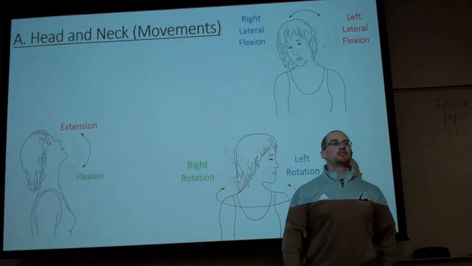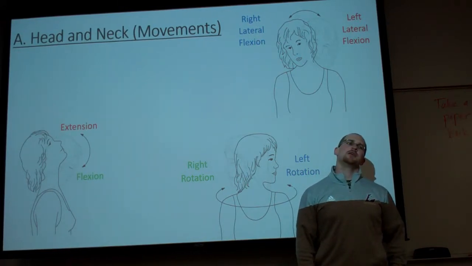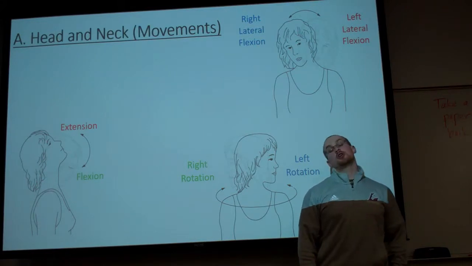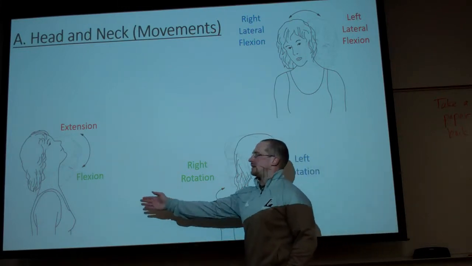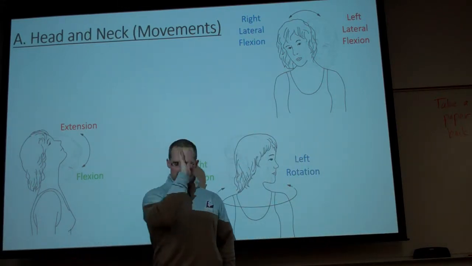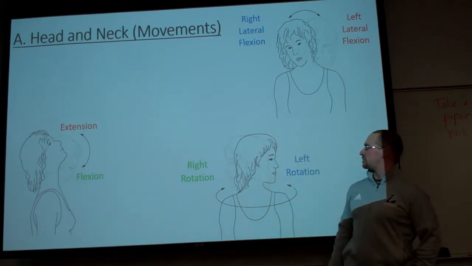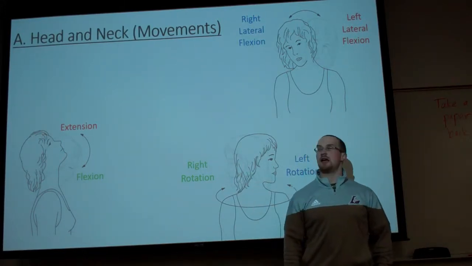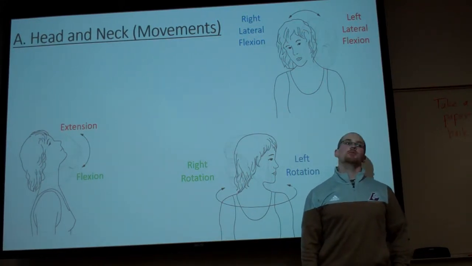Up top here, we can also tilt our head to the side. Kind of like, hey, kind of interested in something. This is in the frontal plane, or the coronal plane. Lateral flexion to the left or to the right. That's a frontal plane movement. So again, extension, flexion. That's a sagittal plane movement. Rotation, left and right. That's a transverse plane movement. And then we got lateral flexion, which is a frontal plane movement.